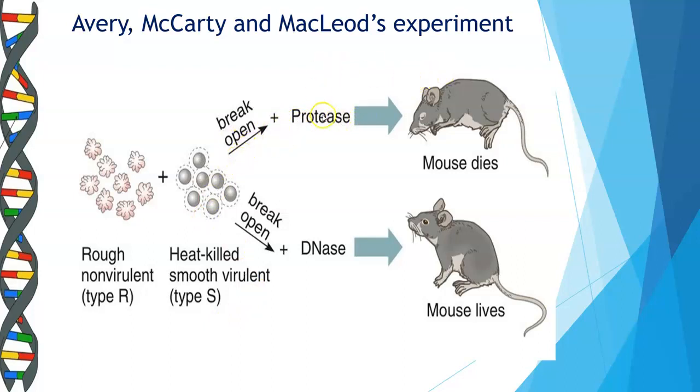So the proteins were digested, and when that was injected, the mouse died. But when they mixed the same thing with DNA digesting enzymes, in that case, when it was injected, the mouse survived, which confirmed that DNA is required for transforming the non-virulent R type into the smooth virulent type.